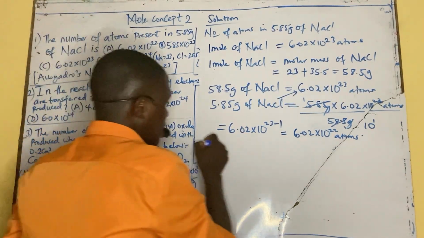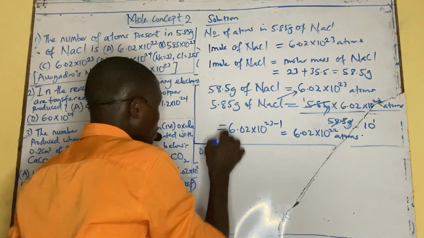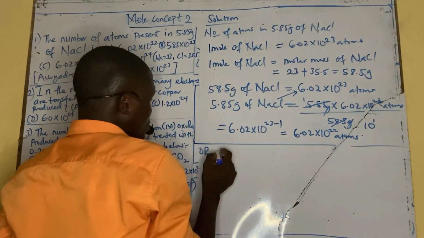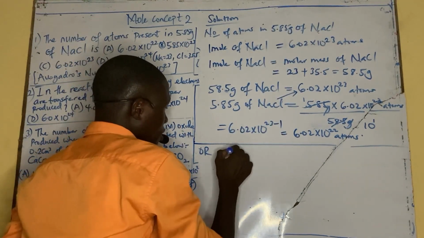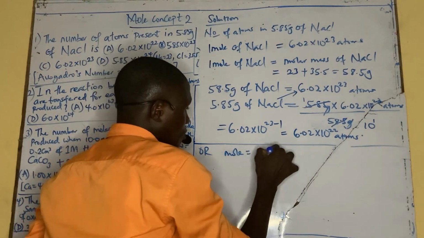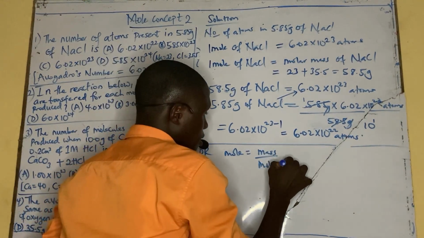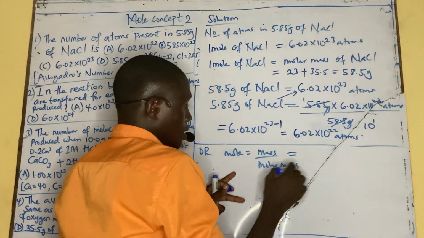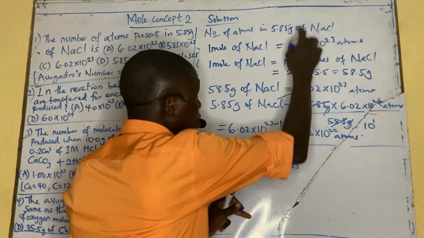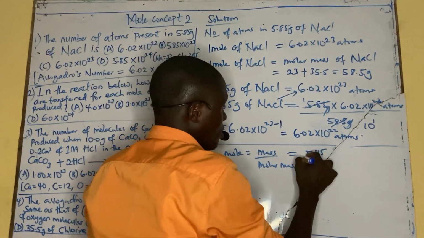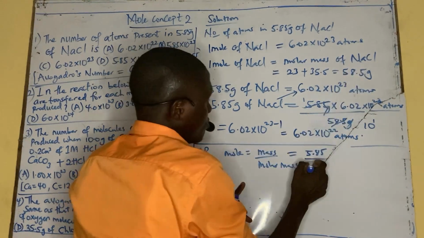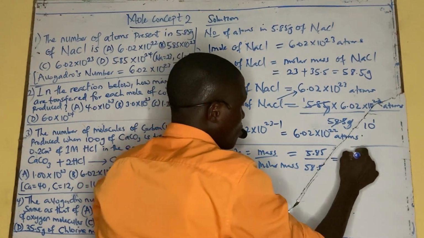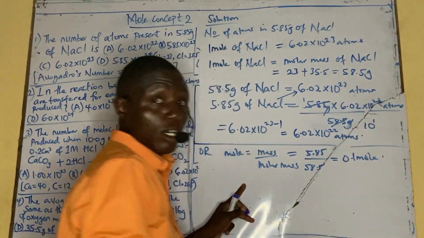So what I'm trying to say is that if you decide to convert this 5.85 to mole, it will be mole equal to mass over molar mass, right? If you decide to go by the second method, mole is equal to mass over molar mass. So what's your mass that you are given? 5.85, all over. What's your molar mass? 58.5. So it will now give us 0.1 mole.